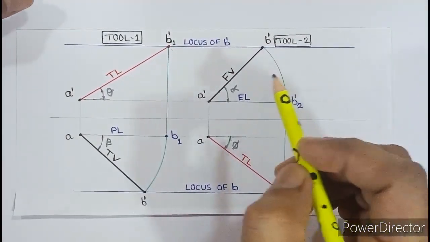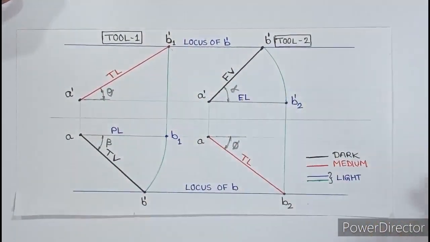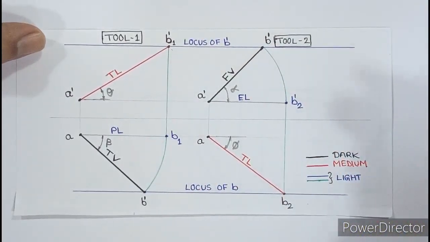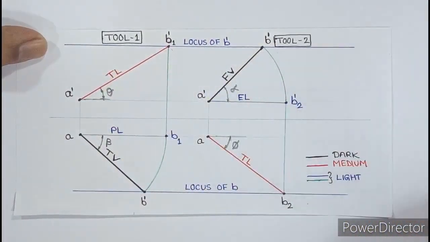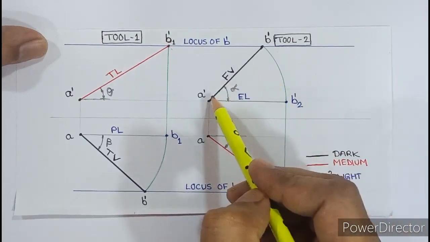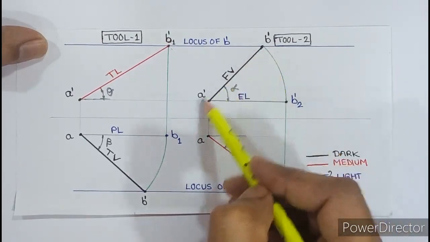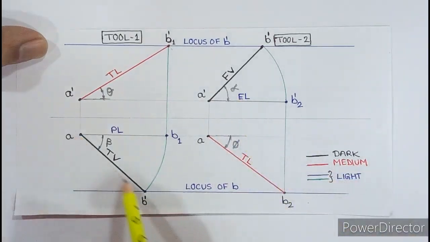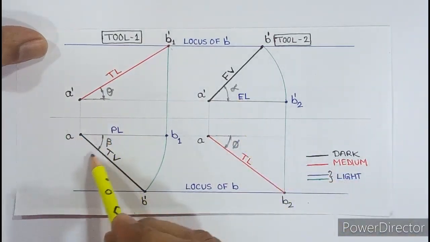So before we start with our first word problem, let us try to recollect the important points you need to remember from tool 1 and tool 2. So first thing what you need to remember is this front view is always a dash b dash and makes an angle alpha with xy. Top view is always denoted by AB and makes angle beta with xy.